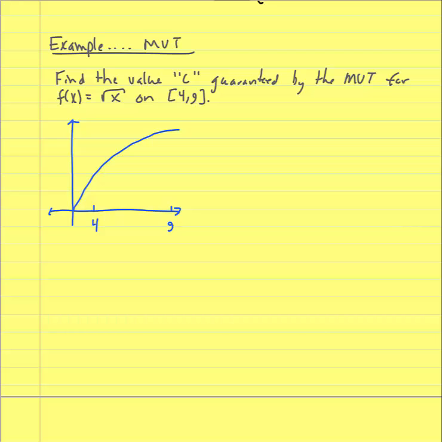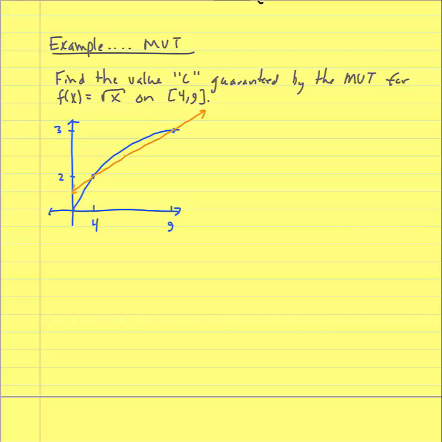Well, I know when I plug in 4, square root of 4 is 2. I'm going to get 2 back out. When I plug in a 9, square root of 9 is 3, so I'll get a 3 back out. So this is the secant line that I have right here. Oops, I'm going to miss it. Let me see if I can sketch that in a little bit better and try and hit both points. Okay, let's try that again. So I want to hit both points, and it has to be a straight line.